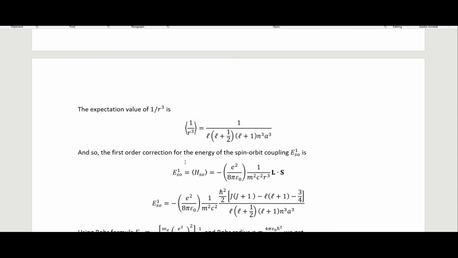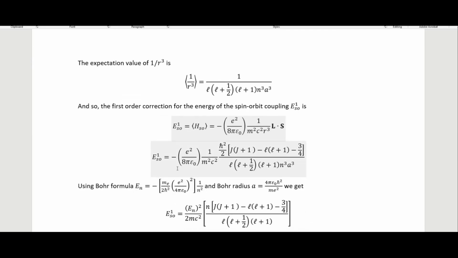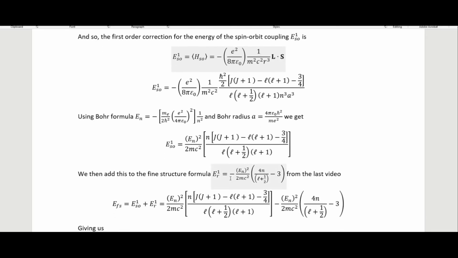And so the first order correction for the energy of the spin-orbit coupling, this ESO here, is going to be equal to this large thing right here. And so we use the Bohr formula and Bohr radius here, and so we can put those in, and we do a bunch of algebraic manipulation, and we get this right here for our spin-orbit coupling energy.